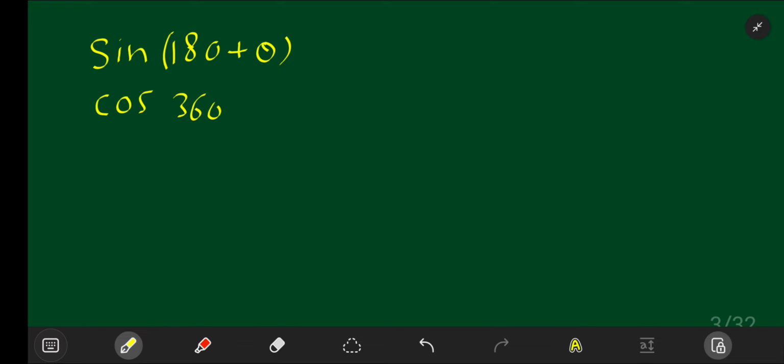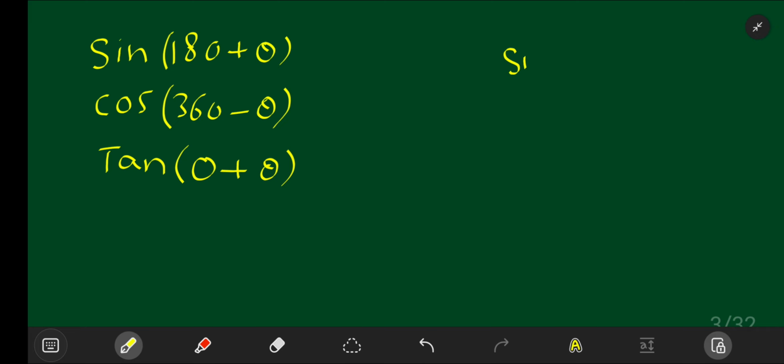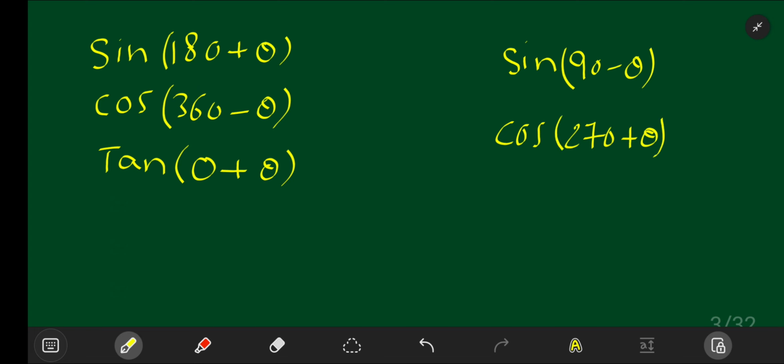Next, sine 180 plus theta, cos 360 minus theta, tan 0 plus theta, sine 90 minus theta, cos 270 plus theta, tan 450 minus theta.